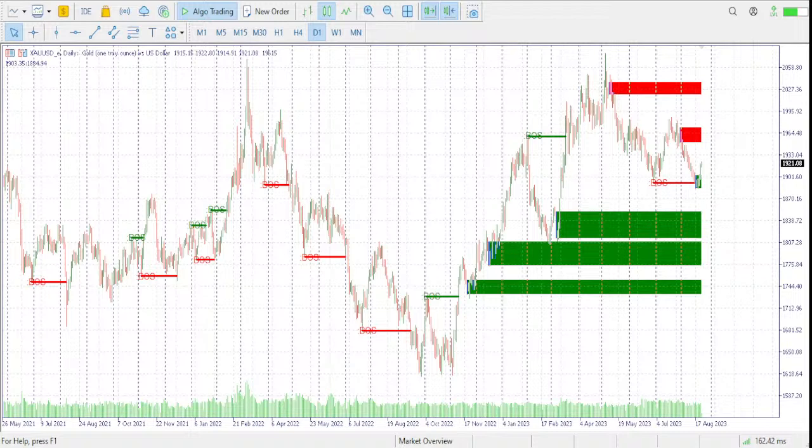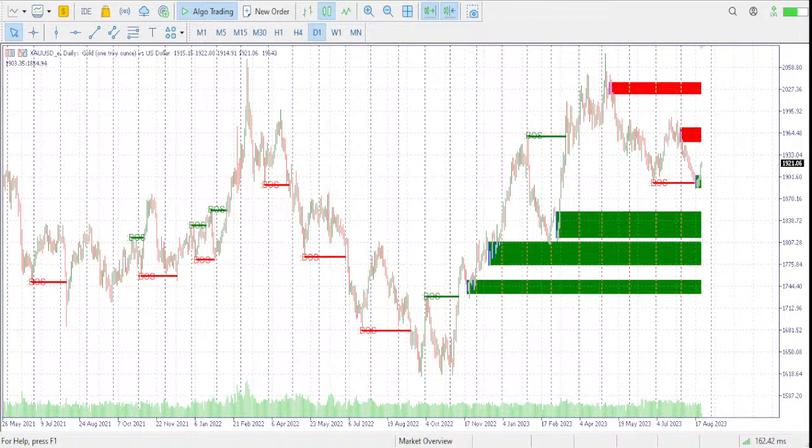So if the price can move up and touch this line, this should give us a good place to look for a sell from. If this level is broken, we do expect that the price is going to continue to the upper side. So that should be my opinion on this chart.